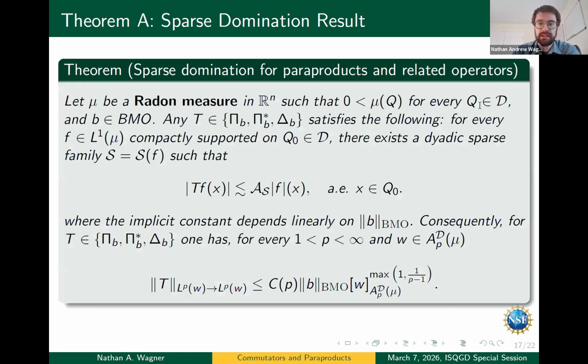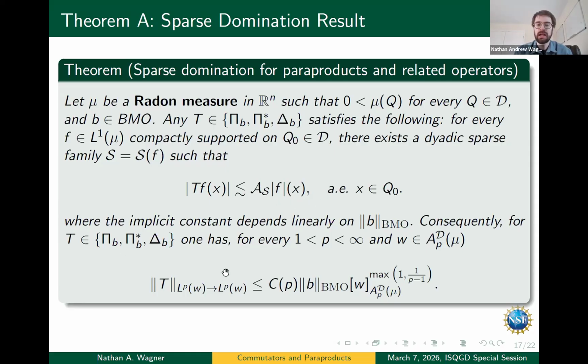So our first result basically says that even in this non-homogeneous setting, a very general setting of a Radon measure that's positive on dyadic cubes in R^n, and a martingale BMO function b, for several of these dyadic operators, including the paraproduct, adjoint paraproduct, and this Delta_b operator, we do recover this sparse domination. So we can dominate such an operator by a very simple dyadic averaging operator over a sparse collection.